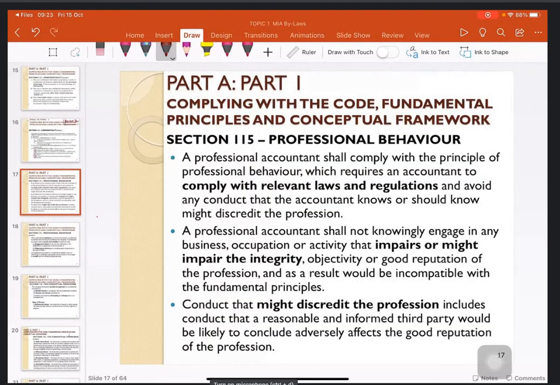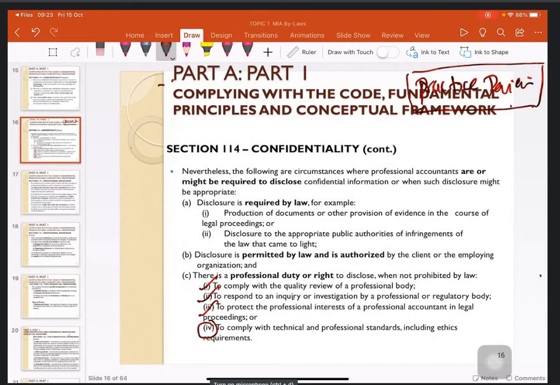Okay, so let me check dulu ya. You kena dapatkan dulu consent daripada client. For the example, I give you the example. Katakanlah bahawa here is your client. Okay. And then client nak appoint you sebagai new auditor. So this one kita panggil sebagai proposed auditor.